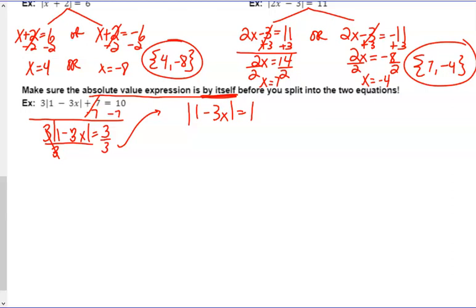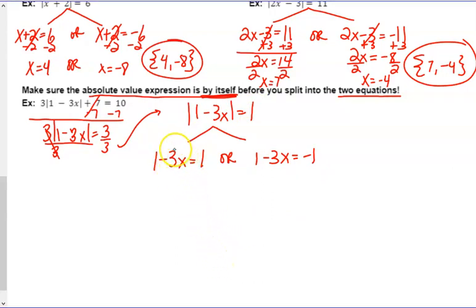And then I need to split it up first to get my two equations so I can get max credit there. And when I do that, I need to rewrite it as is without the absolute value. So what's inside here can equal positive 1, or what's inside here can equal the opposite of this version, which is negative 1. And now we have two equations we need to solve.